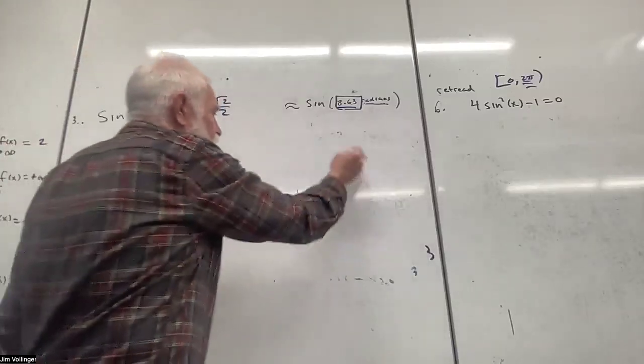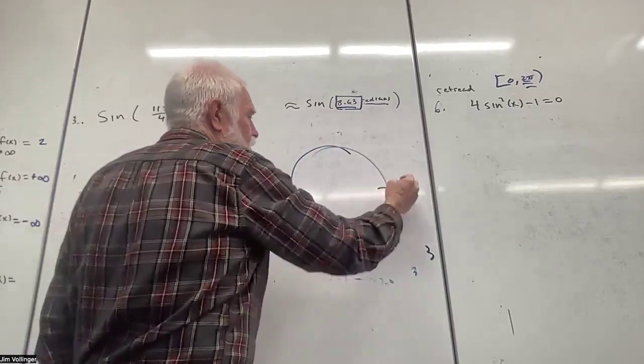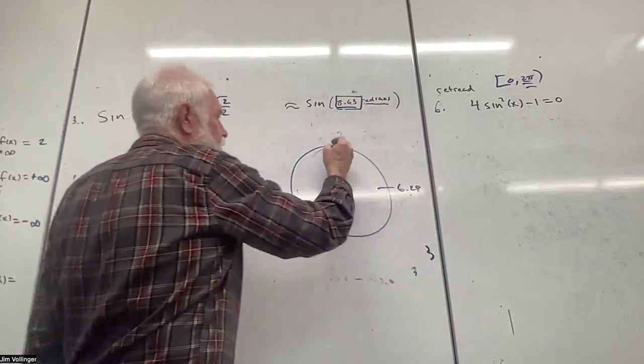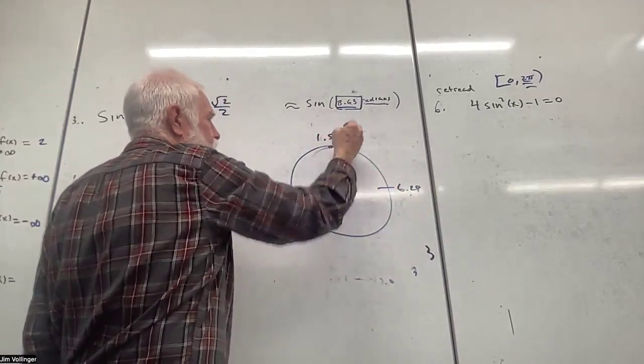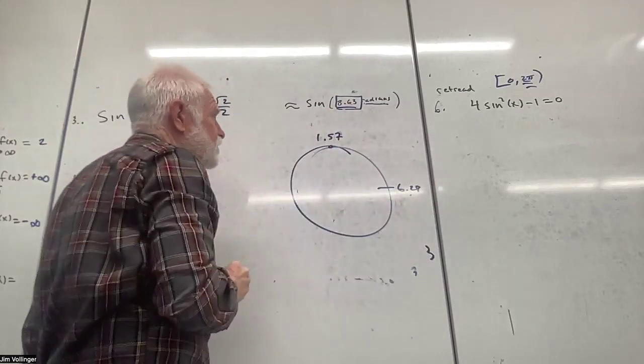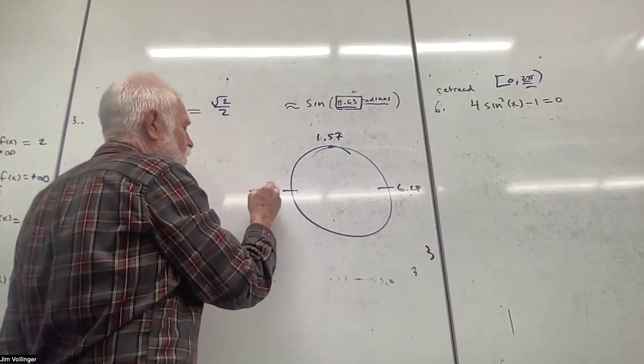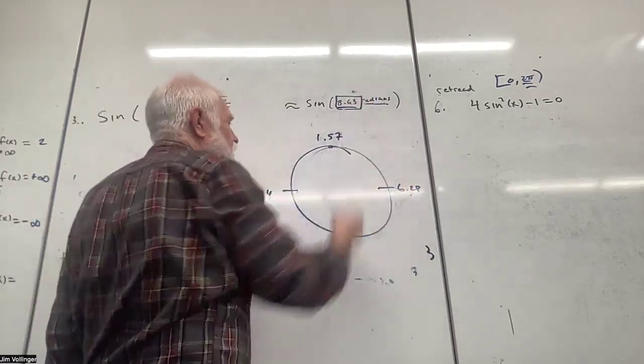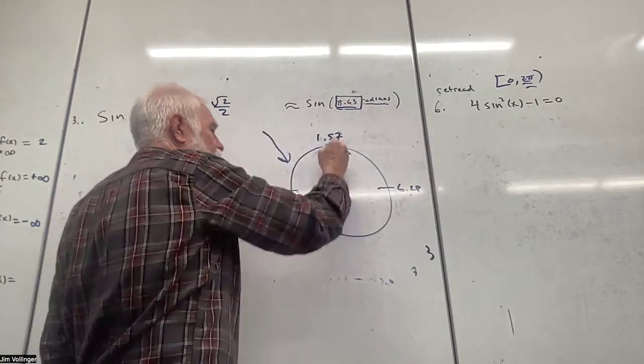So where's 8.63? Well, you need a frame of reference, 6.28. This is 1.57. And if you add that up, you're still less than 8.63. And if you add 3.14 to that, you're bigger than 8.63. We're in the second quadrant.